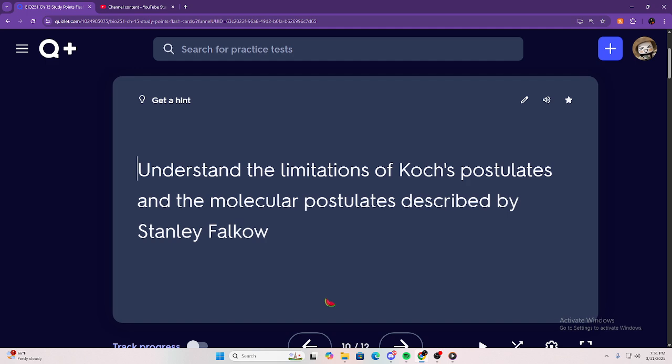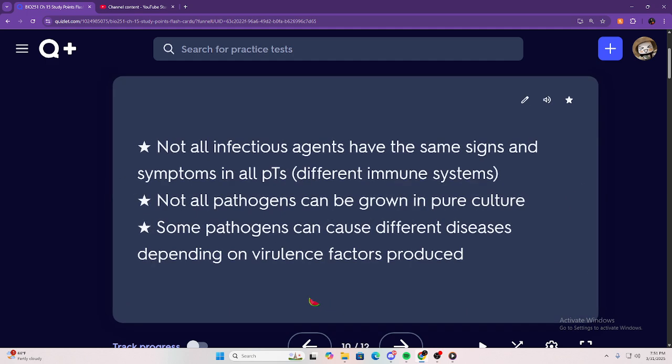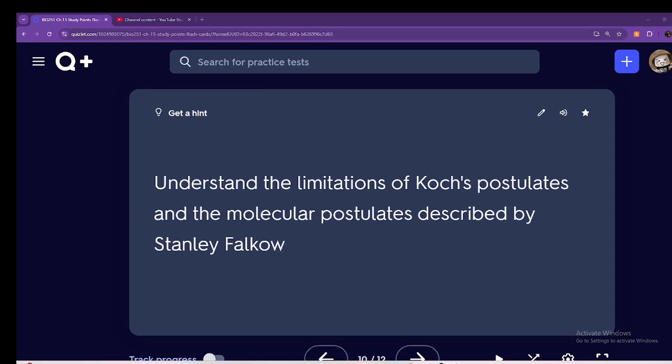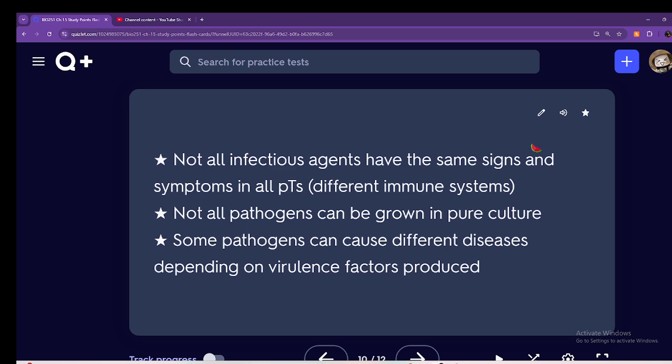Understand the limitations of Koch's postulates. So basically, Koch's postulates, remember, is that if we can isolate this bacteria, we can put it in another animal for it to recreate that infection over and over again. Basically, isolating the bacteria, putting it in another cow, taking it out, putting it in another cow, and they all have the same symptoms, right? However, the limitations of Koch's postulates is that not all infectious agents have the same signs and symptoms in all patients.